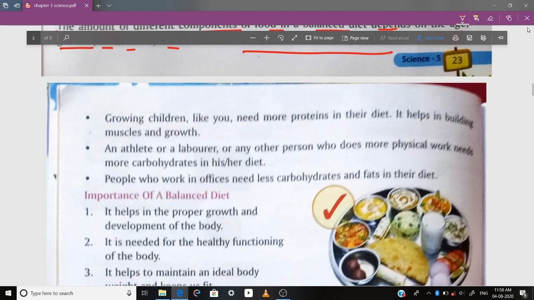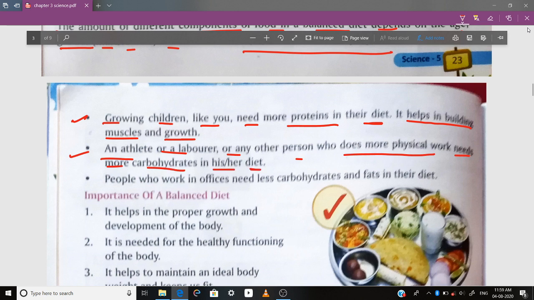Now let us discuss some points one by one. Growing children like you need more proteins in their diet. Why? Because protein helps in building muscles and growth. You, at this age, are all children, so you need protein in your diet. But an athlete or a laborer or any other person who does more physical work needs more carbohydrates in his or her diet. Why carbohydrates? Because carbohydrates give us energy.